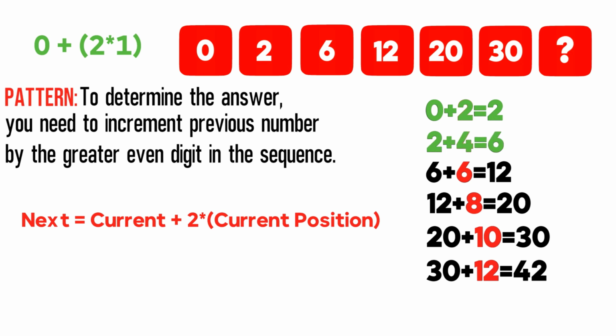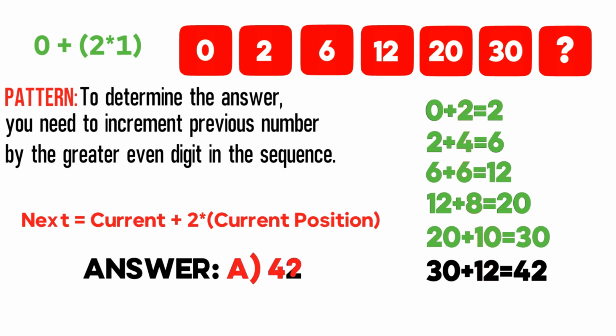The next number would be 6, 6 plus 6 is 12. The next number would be 8, and 12 plus 8 equals 20. The number after that would be 10, so 20 plus 10 would be 30. And the number after that would be 12, and 30 plus 12 equals 42. The correct choice here is choice A, 42. Hopefully you've nailed this question and now know how to answer similar problems on the test.